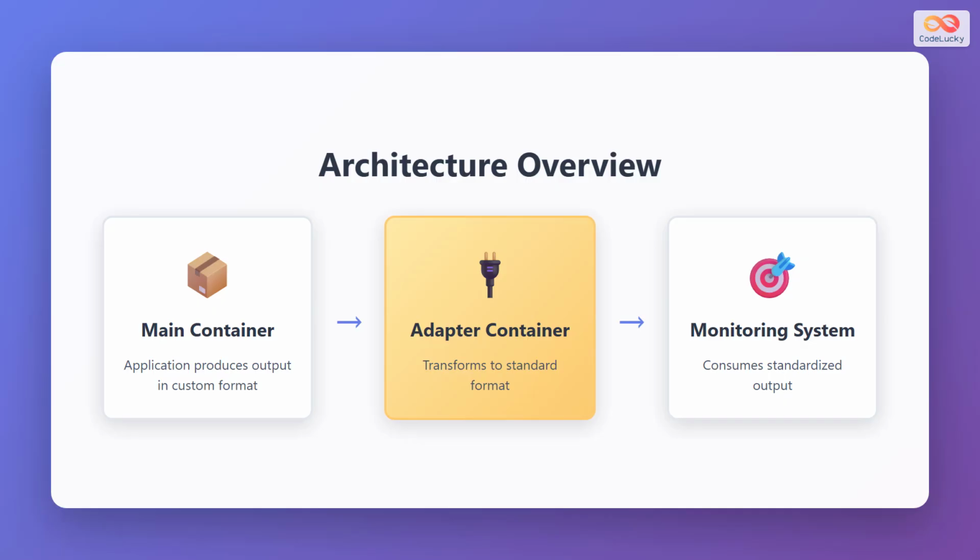Let's understand how the adapter pattern works architecturally. The main container produces output in its custom or native format. This output is then intercepted by the adapter container, which transforms it into a standardized format. Finally, the monitoring system consumes this standardized output without needing to understand multiple different formats. This three-tier flow ensures clean separation of concerns, where your application focuses on business logic while the adapter handles output formatting.